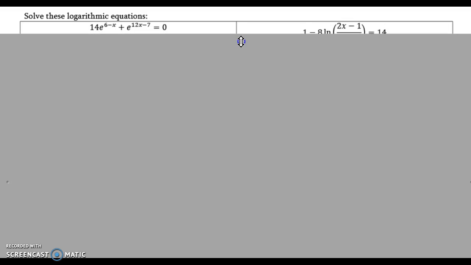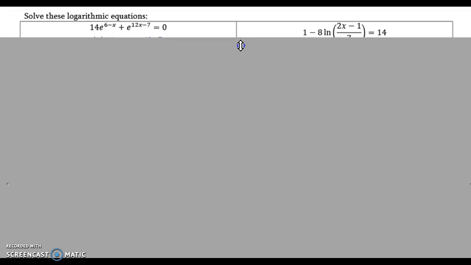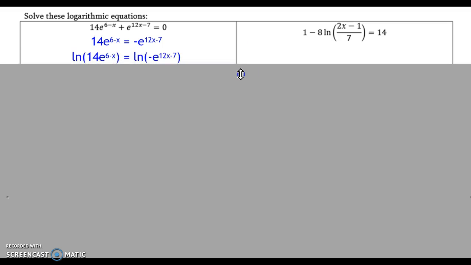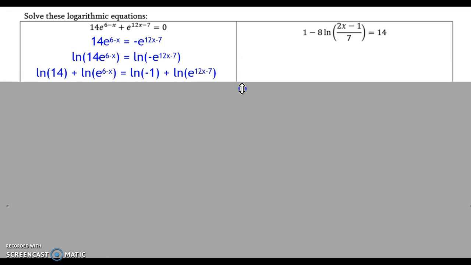All right, take a look at the first problem. It was 14e^(6 - x) + e^(12x - 7) = 0. What we did first was bring the e^(12x - 7) onto the other side so that we had two expressions that both had e in them. We know that e is the opposite of natural log, so we took the natural log of both sides. Once we did that, we saw that this wasn't just an e expression, it had a 14 in front of it, so we separated the natural log of this into ln 14 plus ln of e^(6 - x). And we did the same thing on the other side.